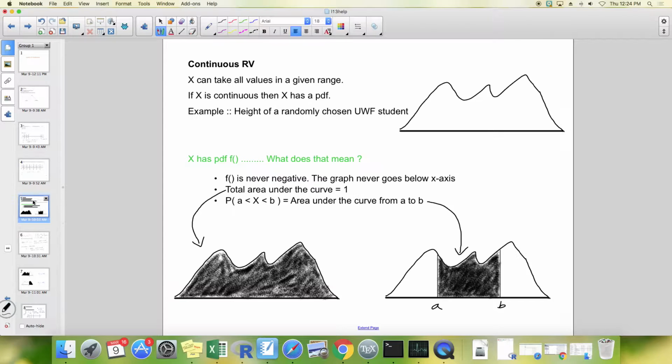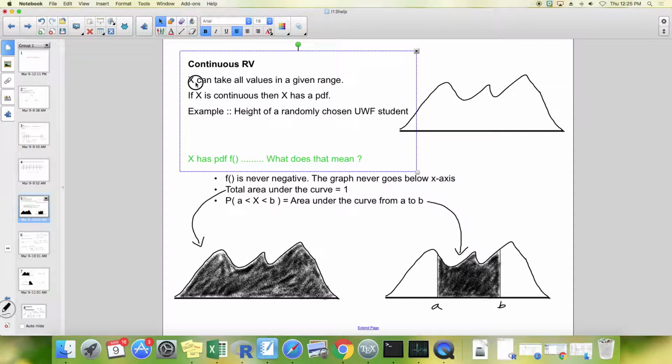Similarly, x can also be continuous. So what's a continuous random variable? So literally, let's go with the lines. It's continuous if x can take all values in a given range. So the words given range are important, and x can take all values. So for discrete, it takes only this value or this value or this value, like that. But x can take all values in some range.